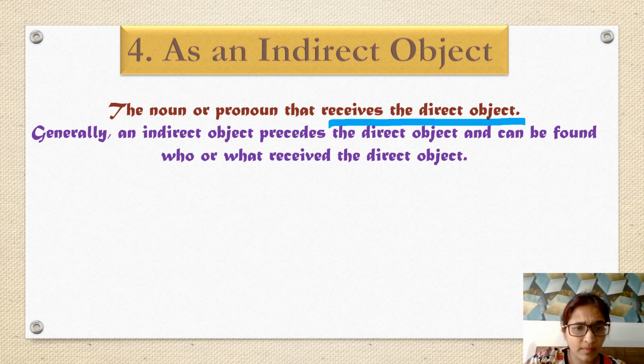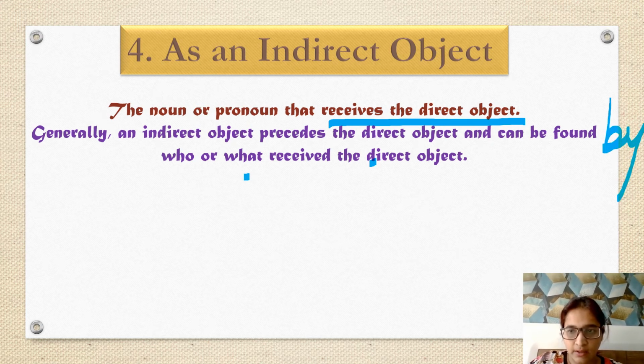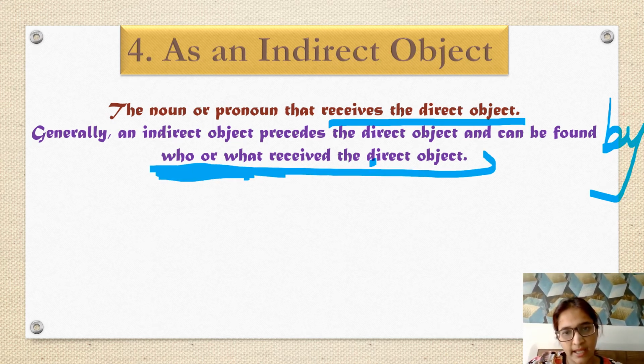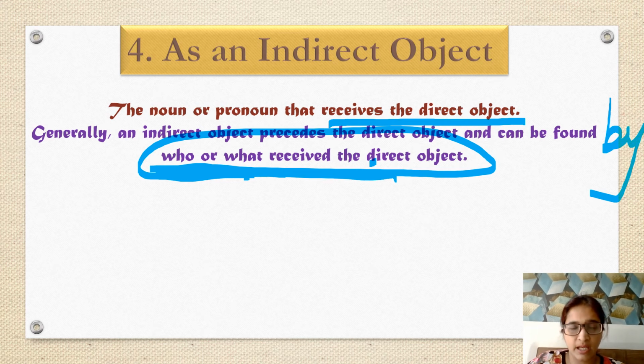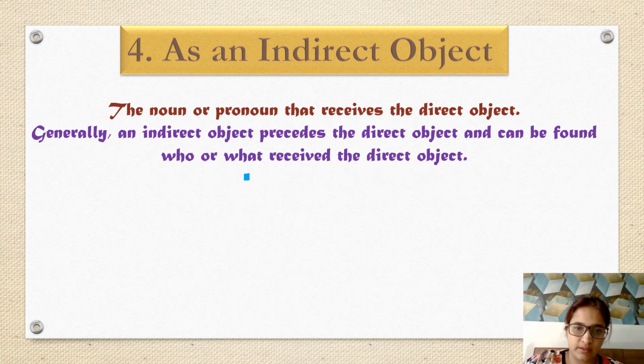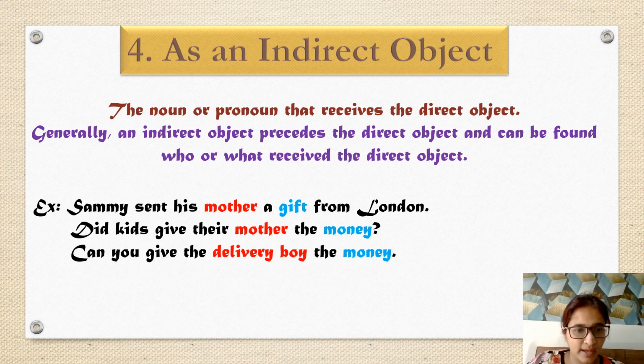So let's see. Generally an indirect object precedes the direct object and can be found by asking who or what received the direct object. In the previous case we were asking who or what is receiving the action of the transitive verb, but in this case we'll ask who or what received the direct object. So that will give us our indirect object. For example, you have: Sammy sent his mother a gift from London.